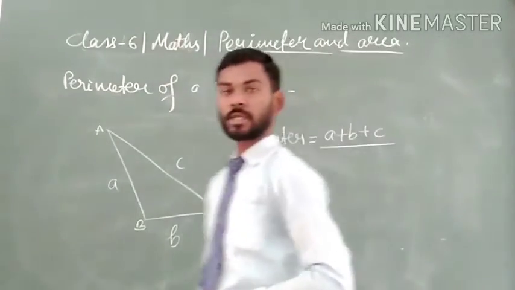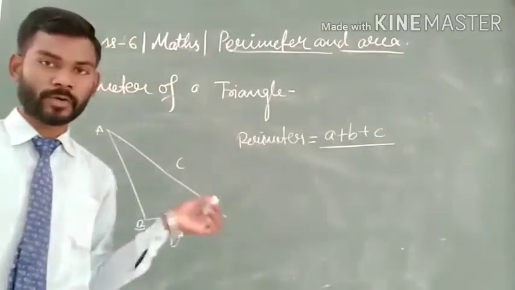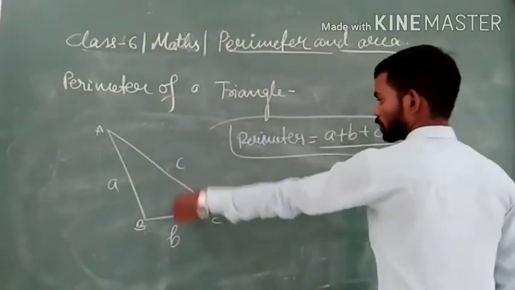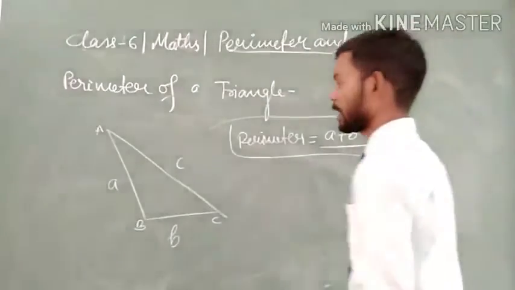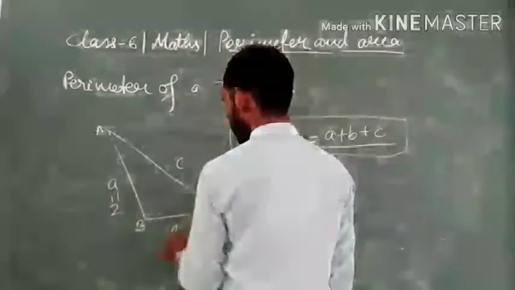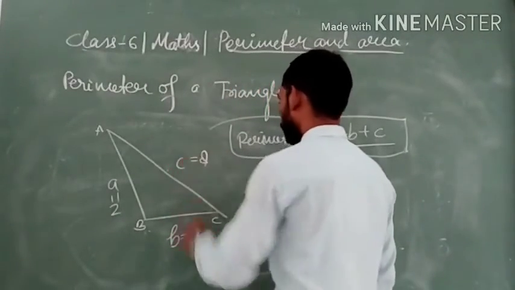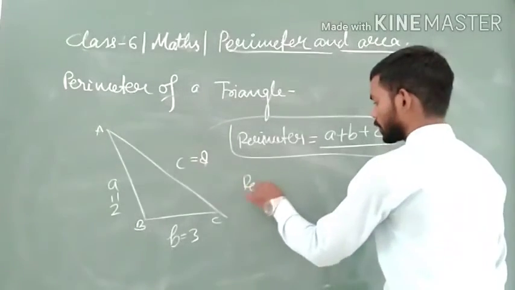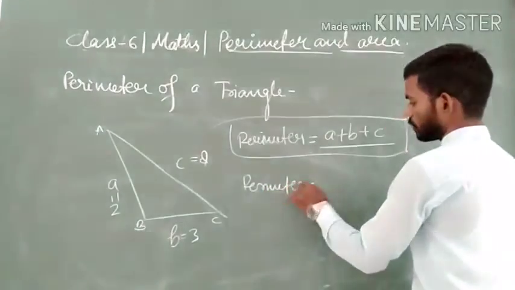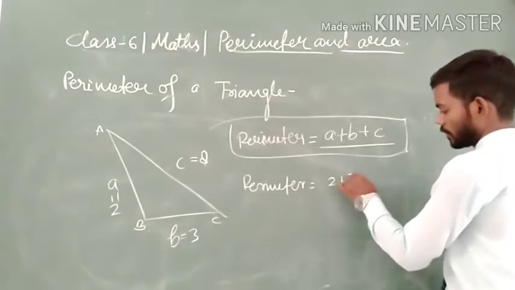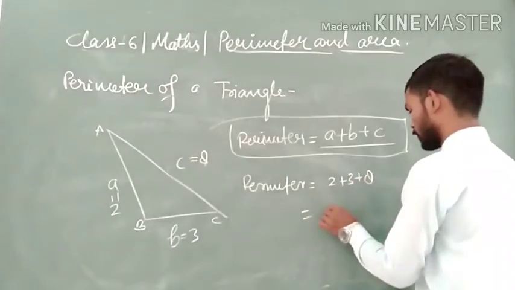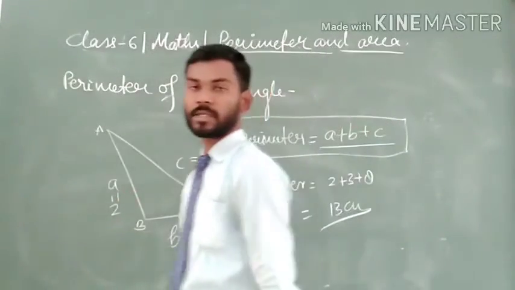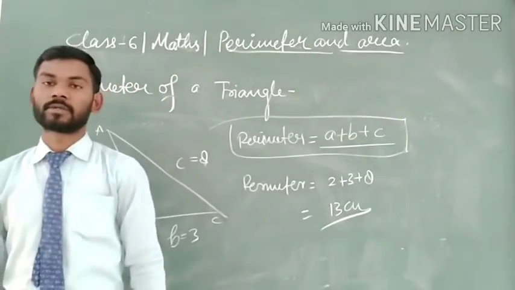What is a plus b plus c? This is the total length of the boundary. So we use this formula to solve the questions based on this. Suppose that a is equal to 2, b is equal to 3, and c is equal to 8, then here we get perimeter is equal to 2 plus 3 plus 8, and this is equal to 13 centimeter. Therefore, the perimeter of this triangle is 13 centimeter.